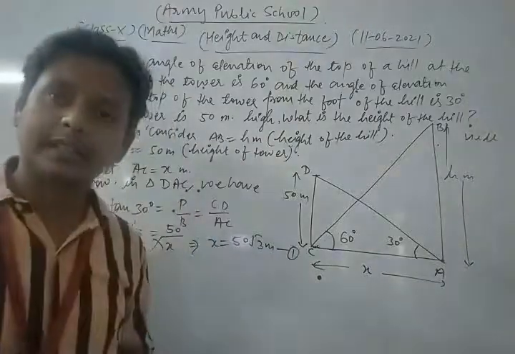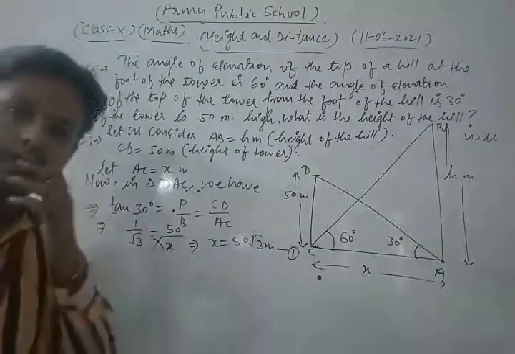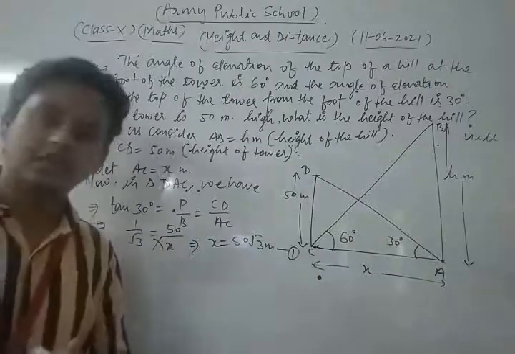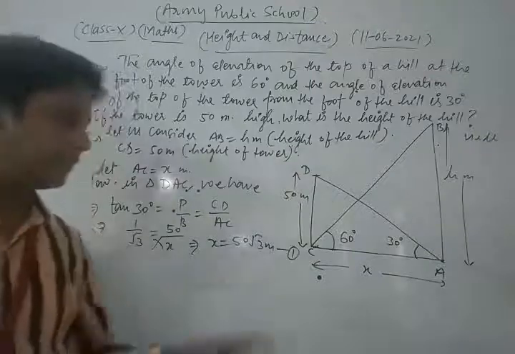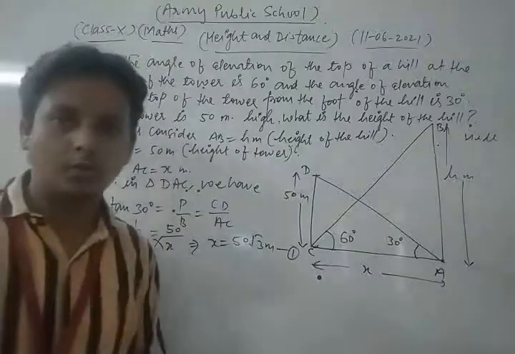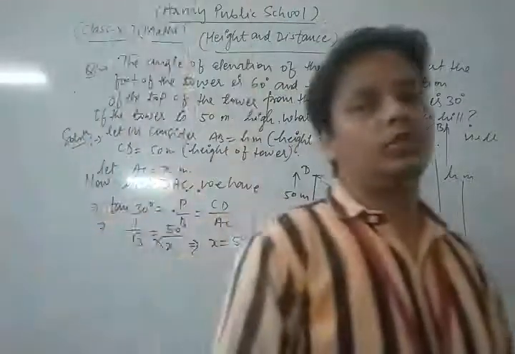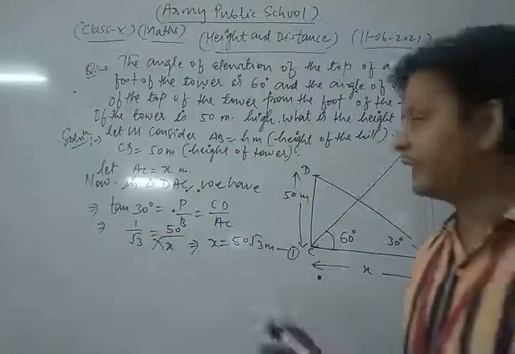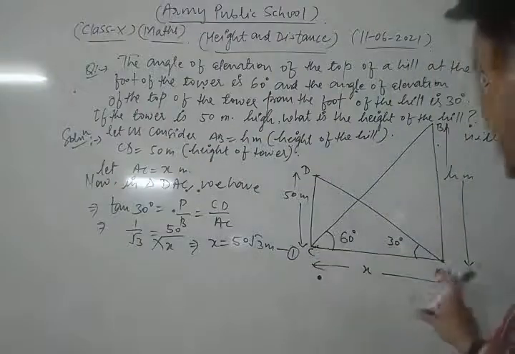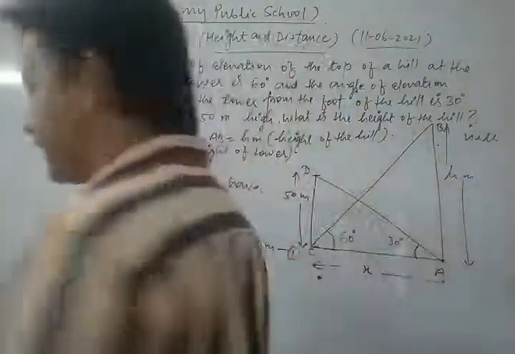So dear friends, in this way, with the help of triangle DAC, we find the value of the base AC as 50 root 3 meter. Okay, now what do I do? Now, dear friends, we take the triangle BCA.